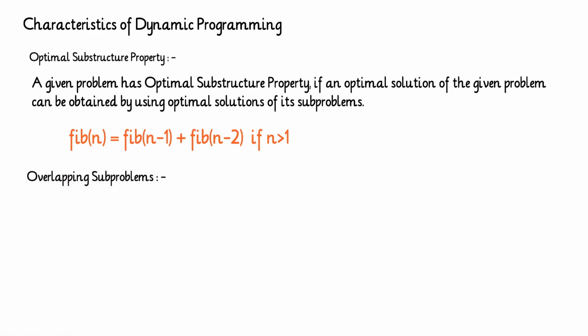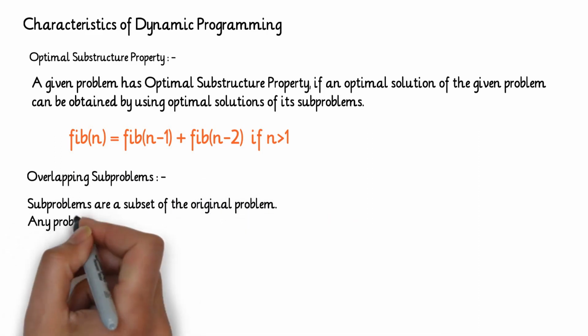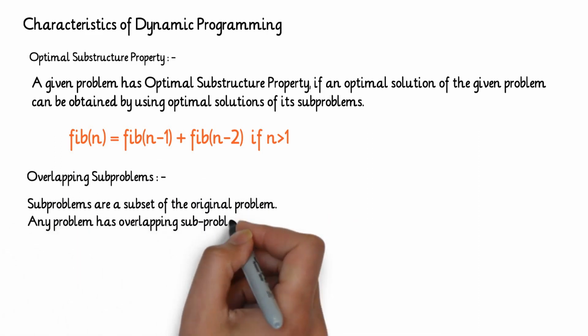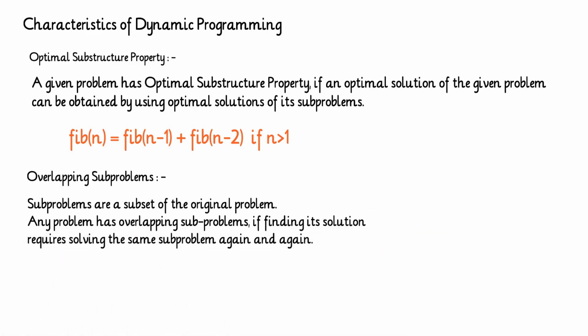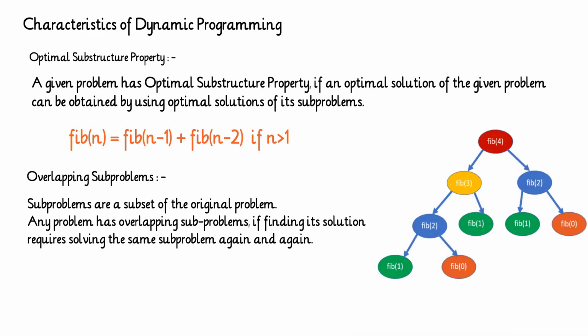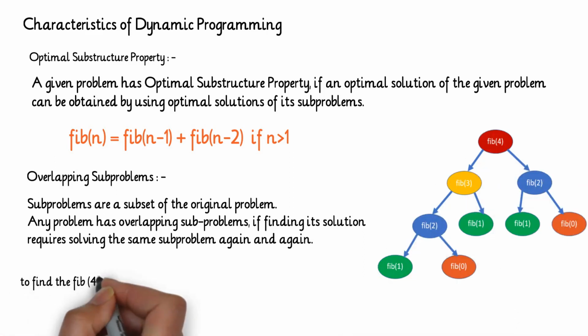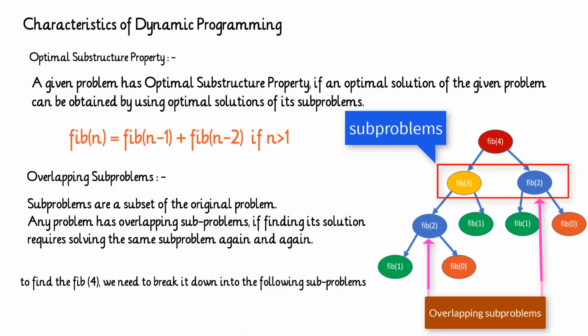Overlapping subproblems. Subproblems are a subset of the original problem. Any problem has overlapping subproblems if finding its solution requires solving the same subproblem again and again. Let's take the same example of the Fibonacci numbers. To find fib 4, we need to break it down into the following subproblems.